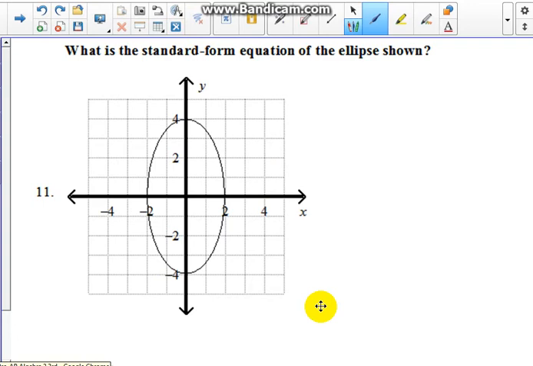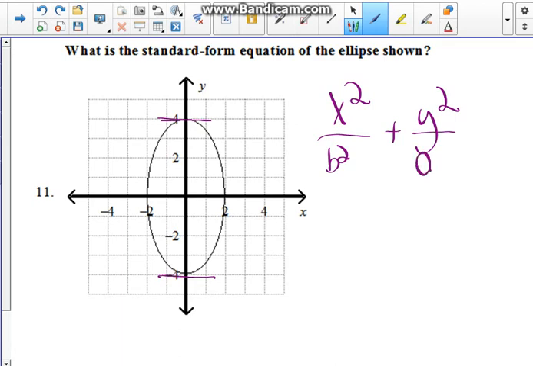Okay, so for this equation, it says what's the standard form equation of the ellipse shown? And we know that our largest number is 4, so that's our a value, and it's with y. So we're going to have x squared over b squared plus y squared over a squared equals 1. So we want to start by getting our a value, the largest number, which is 4. So a is equal to 4.